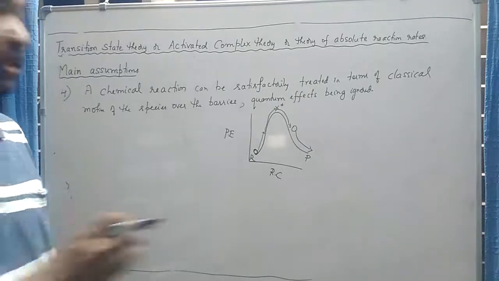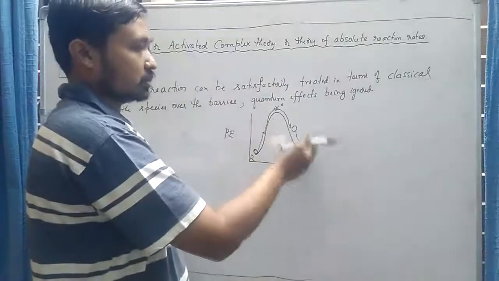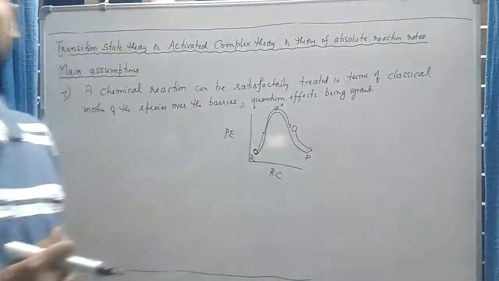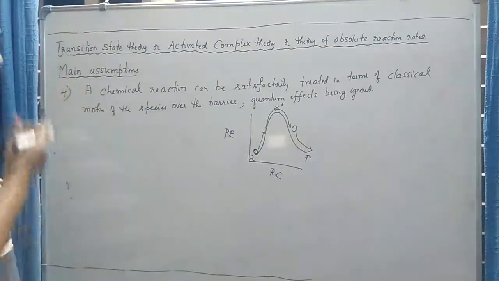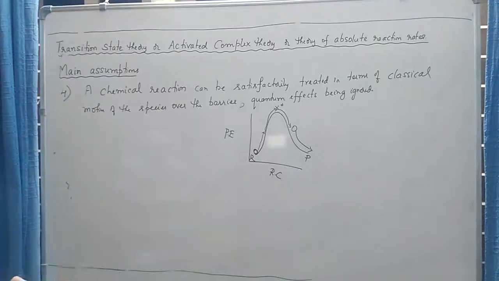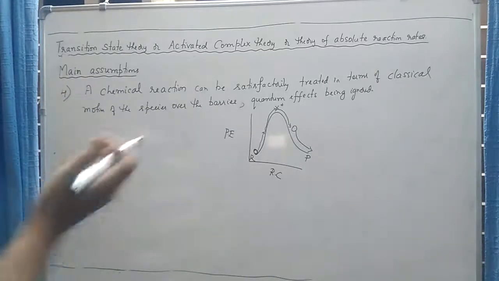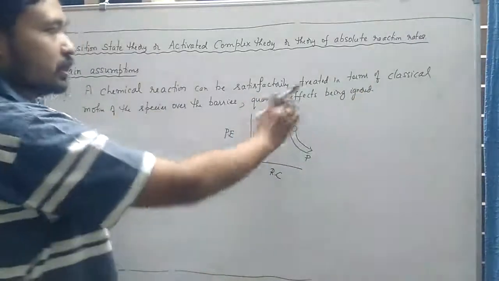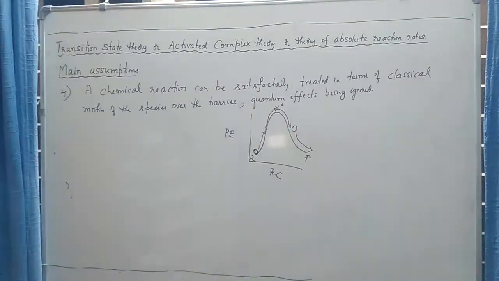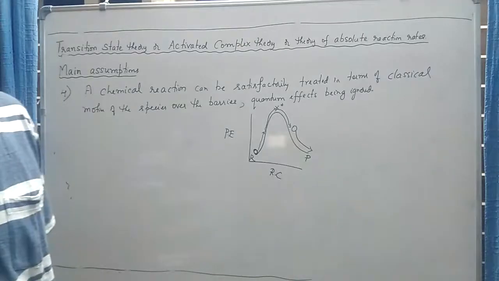Strictly speaking, the motion of the molecule along this barrier should be treated by using the rules of quantum mechanics, but here they assume that we get a satisfactory result even by considering the classical motion of the species over the barrier, ignoring quantum effects. What do these quantum effects do?